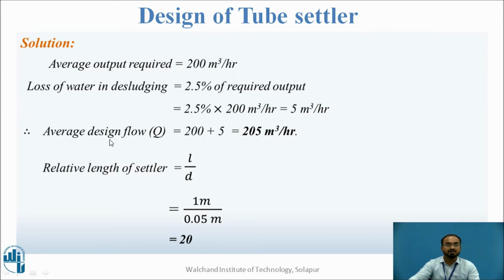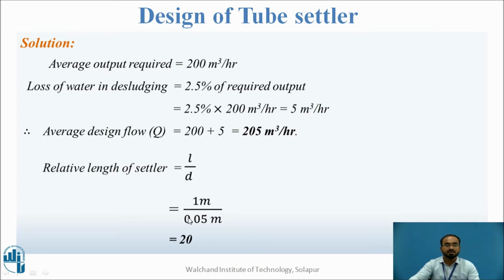Let us add the loss of water in desludging also, because that is also water which comes in as influent. So 2.5%, which is given in the question, multiplied by 200 meter cube per hour comes to about 5 meter cube per hour. So the average design flow, that is our Q, will be 200 plus 5, which is 205 meter cube per hour.